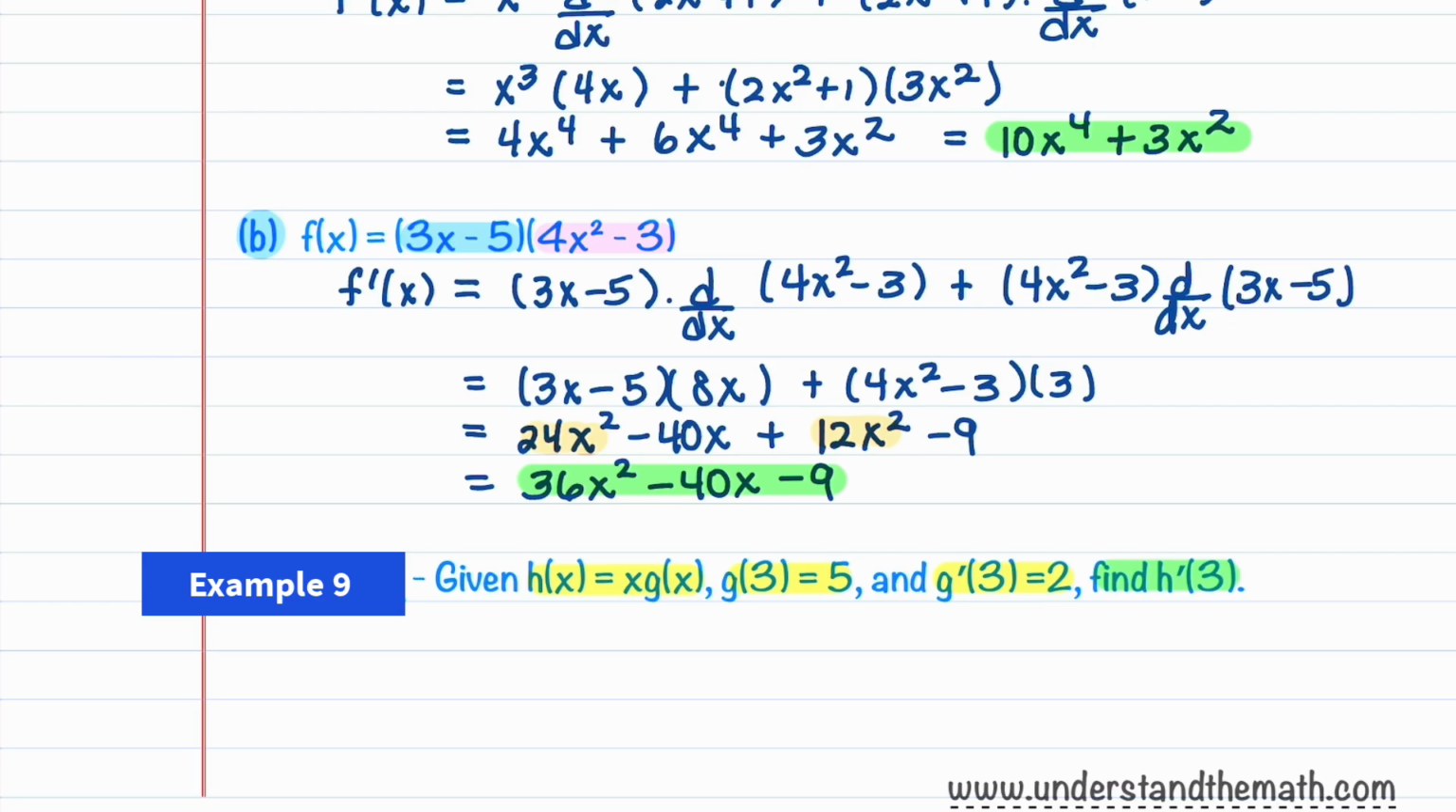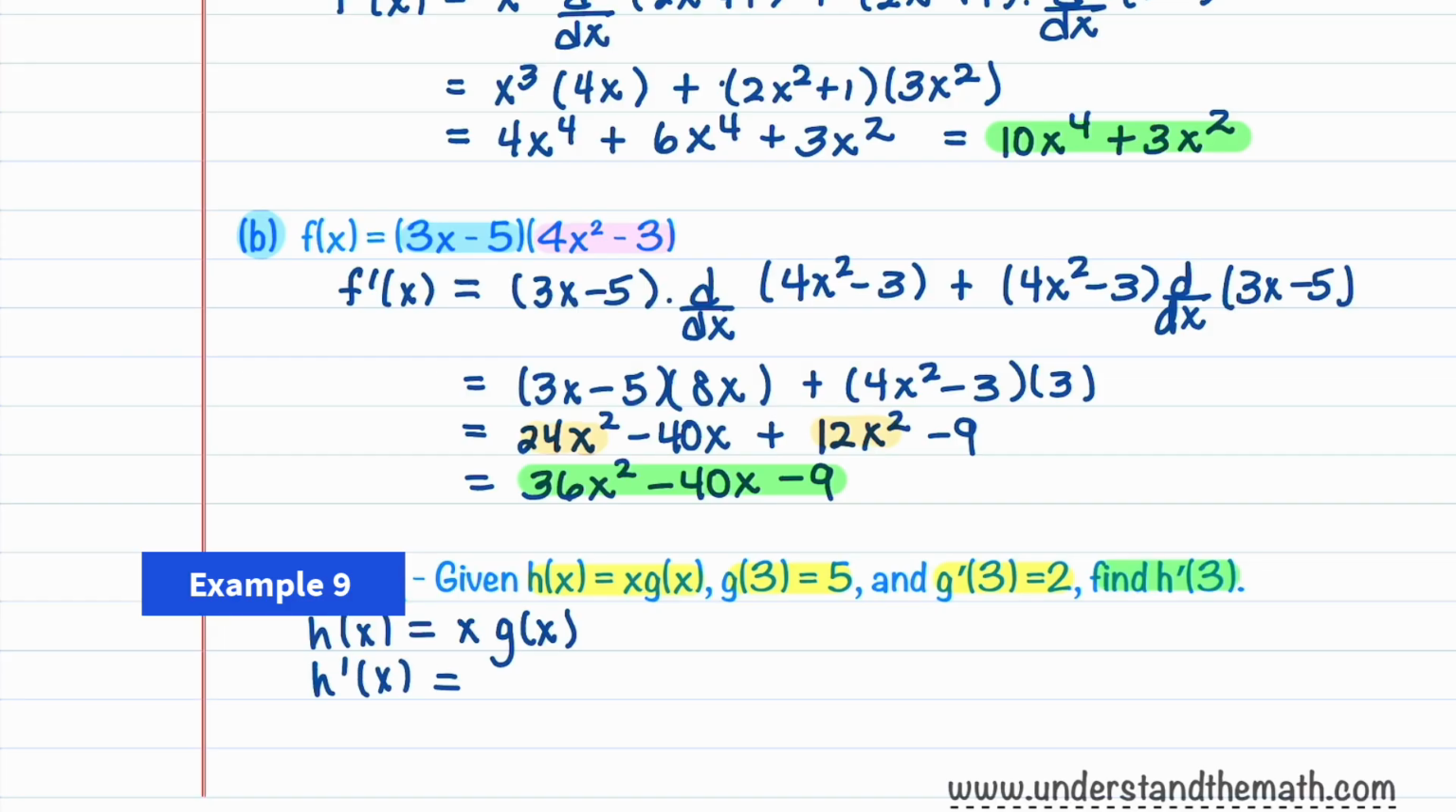Let's start by writing down our function. We are given that h of x is equal to x times g of x. We want to find the derivative, so let's write down h prime of x.